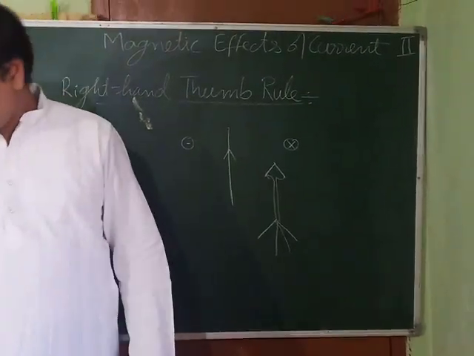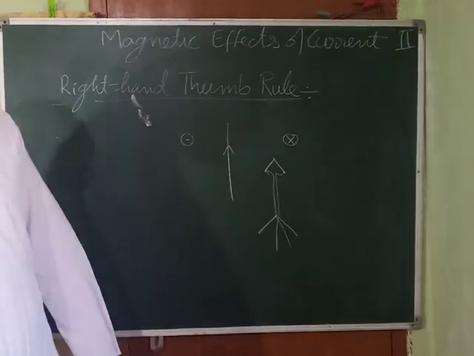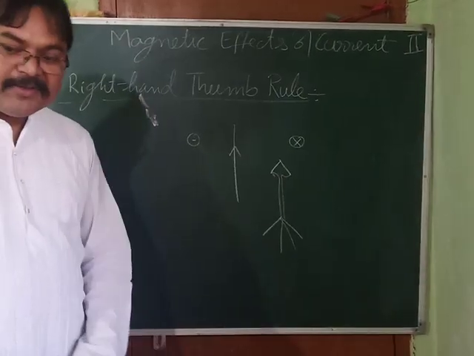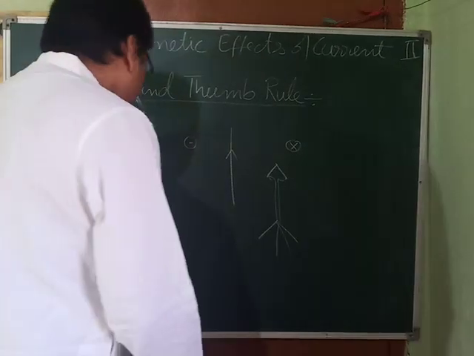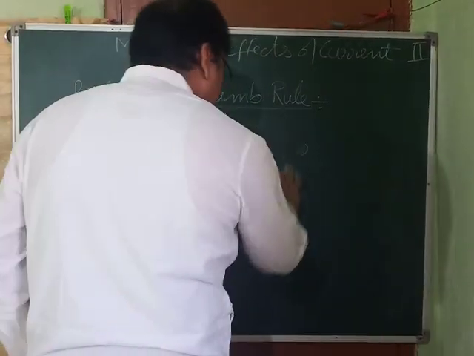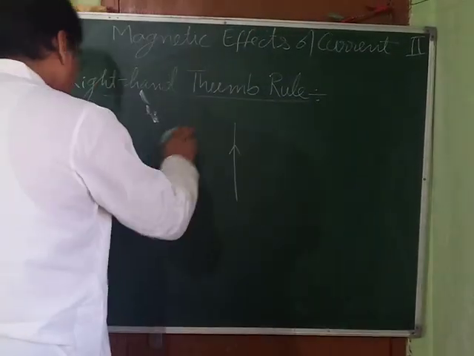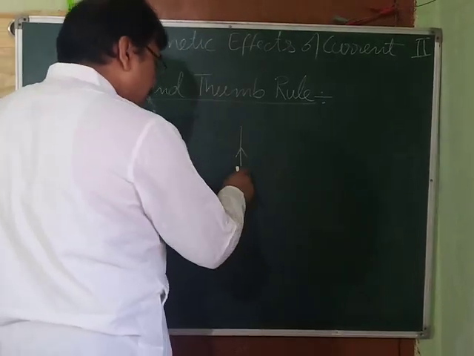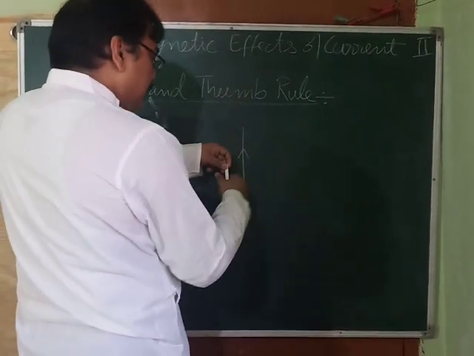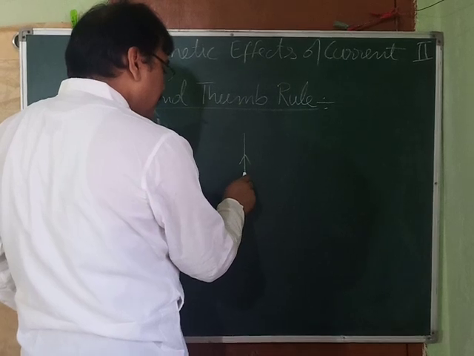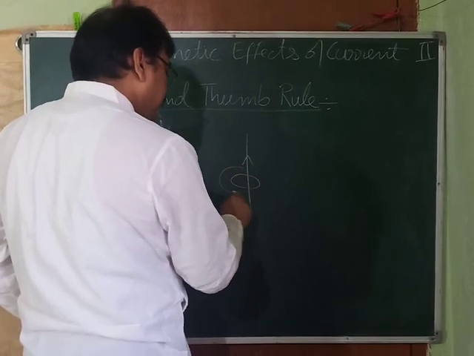Now, what you have written? The curling finger gives the direction of magnetic field line. So when you are holding this wire like this, suppose this is the straight wire, what you will find when you are holding it is that the fingers go around, so the pattern of magnetic field lines will be circular.